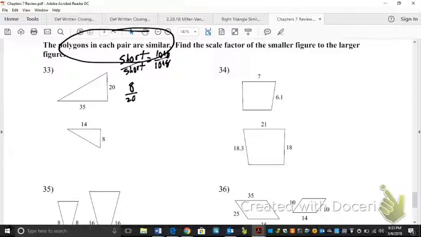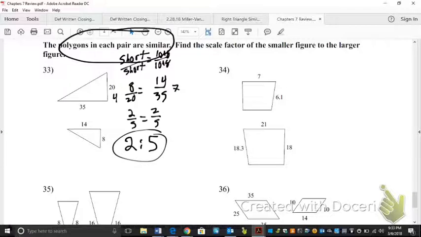So here our short on the bottom one is 8, short on the top one is 20, 14 over 35. Now in all fairness, because we're already told that these are similar, we could just do 1. I like to do 2, set up that kind of proportion instead of just using it as a ratio to find the scale factor, just to make sure. I like to double check my work.